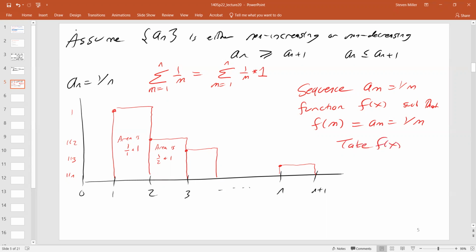Take f of x equals 1 over x. Usually just replace the index with x. That almost always works. Whatever the index is, make that x. Instead of 1 over m, we have 1 over x. If I had 1 over m squared, what would you take your function to be? 1 over x squared.